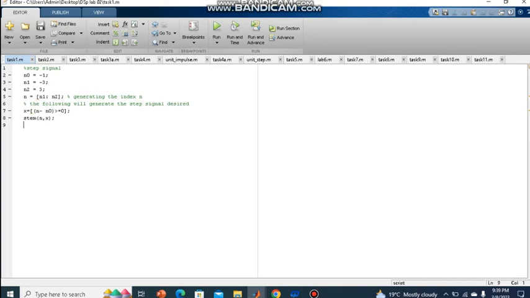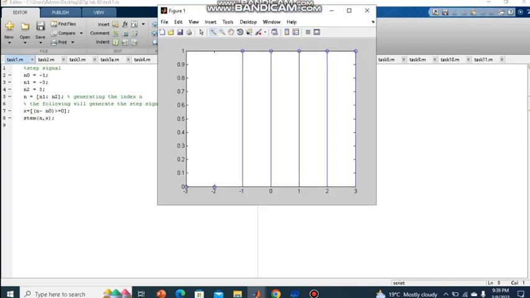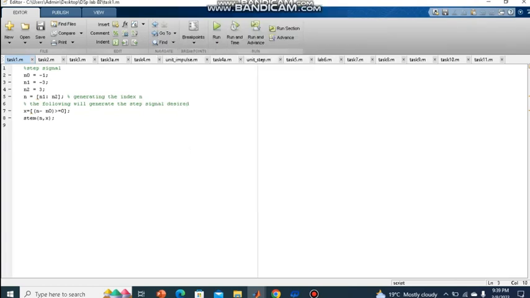As we run it, you will see what the desired step signal is. So here is the signal. As you can see, it gives discrete values. In the graph, you can see straight lines. We define everything. Now moving on to task 2.